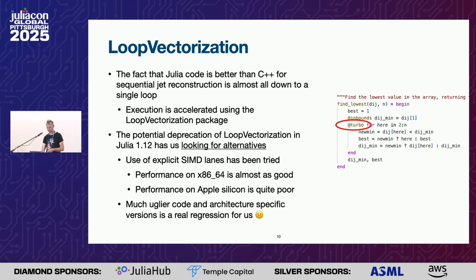Okay. Running out of time, I wanted to mention one thing that we loved about Julia when we wrote this package initially, which was loop vectorization. Almost all of our speed boost over the C++ comes down to loop vectorization and using this turbo macro here. But because loop vectorization has a somewhat uncertain future, which makes us sad, we've been looking at alternatives for doing that. And it's quite difficult, and it's not making things easier for our code. So that kind of really aggressive, incredibly well-tuned Julia optimization we'd very much like to see continue.